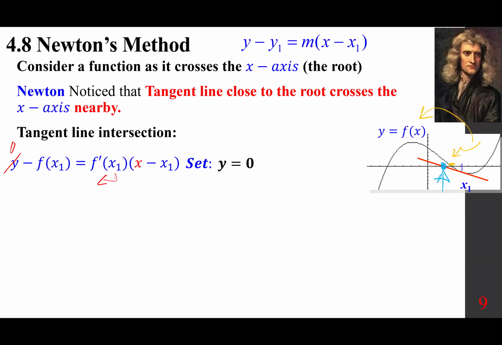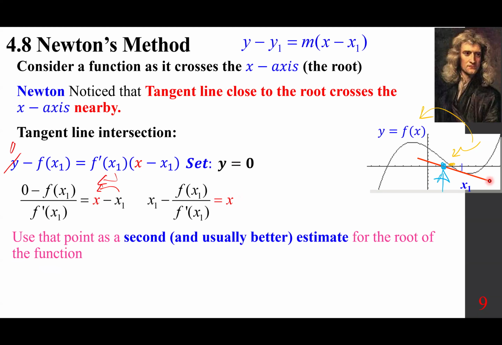and we move this and divide by it, you get x minus x sub 1. If I move minus x sub 1, then it becomes x sub 1 minus f of x sub 1 over f prime of x sub 1 equals x. So this x is the root of the tangent line. And we're going to use this as the second point, as a second and usually better estimate. Sometimes it may not be, it depends. If f prime is close to 0, this gets worse. Estimate for the root of the function.